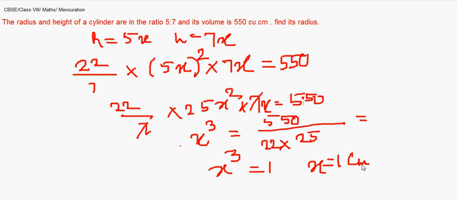We have to find the radius. We had assumed the radius to be 5x. So r is 5 into 1, that is 5 centimeter. Right, hope you followed this one. We next take up another question here.